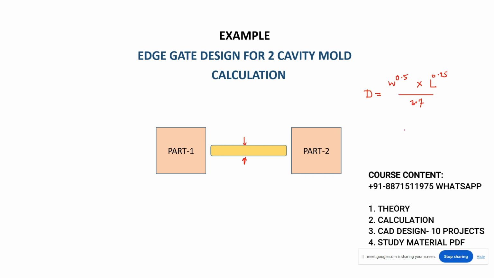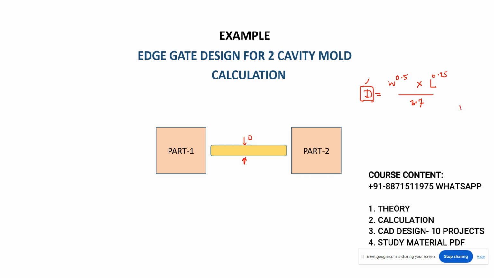You are making notes or not? We are taking notes, sir. So this is the formula for the runner diameter, right? W to the power 0.5 multiplied by L to the power 0.25, divided by 3.7, right? Understood? Okay, so you will get the diameter.